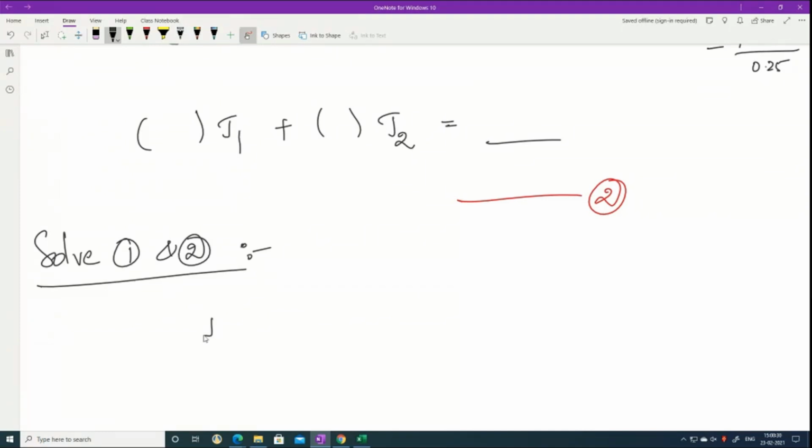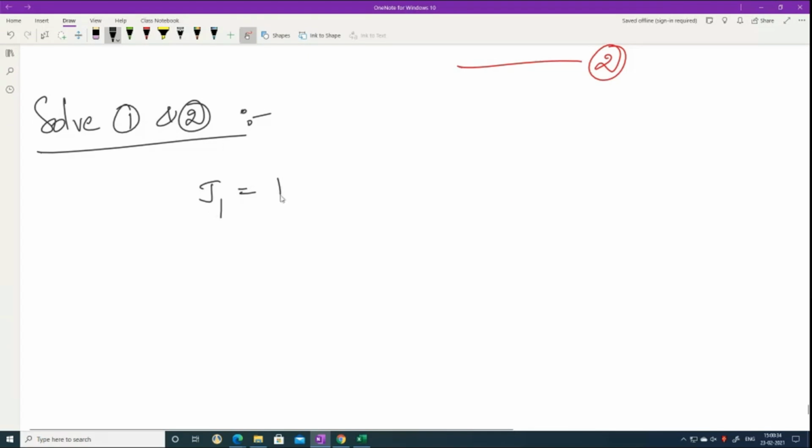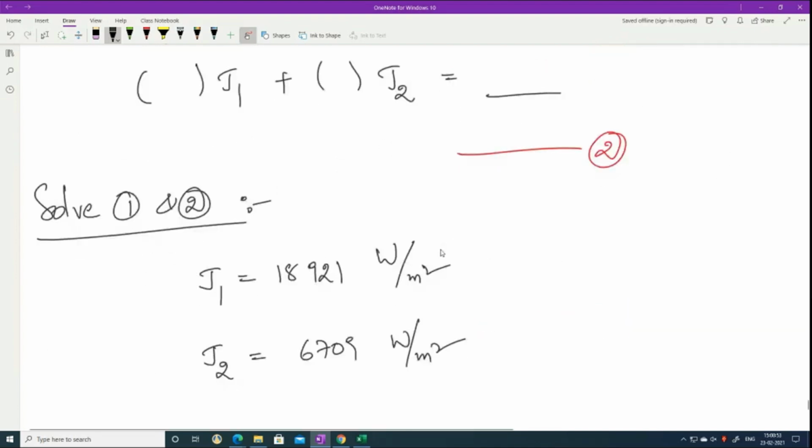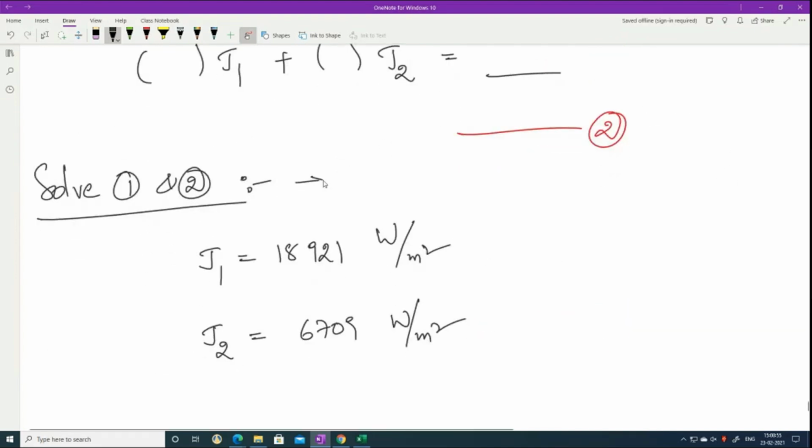The J1 you will get as 18921 watt per meter square. This is what you will get as J1. J2 you will get as 6709 watt per meter square. See, the solving is nothing great when you use a calculator.